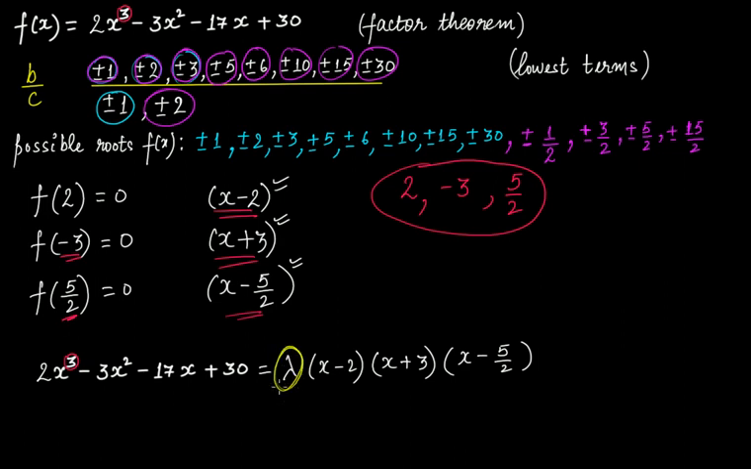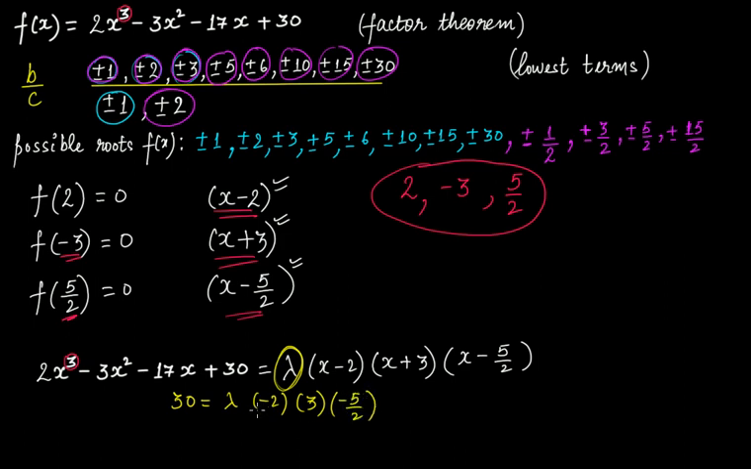Okay, simple. Put 0. It's saying you can put any number, simply put 0. That will make our calculation simpler. So if you put 0 here, you'll get 2 multiplied by 0, 0, 3 multiplied by 0, 0, 17 multiplied by 0, it was 0. So on the left hand side you have 30, then this is lambda. Put 0 here, you have 0 minus 2 is minus 2, 0 here is 3, 0 here is minus 5 by 2. So this gives you minus 5 by 2.